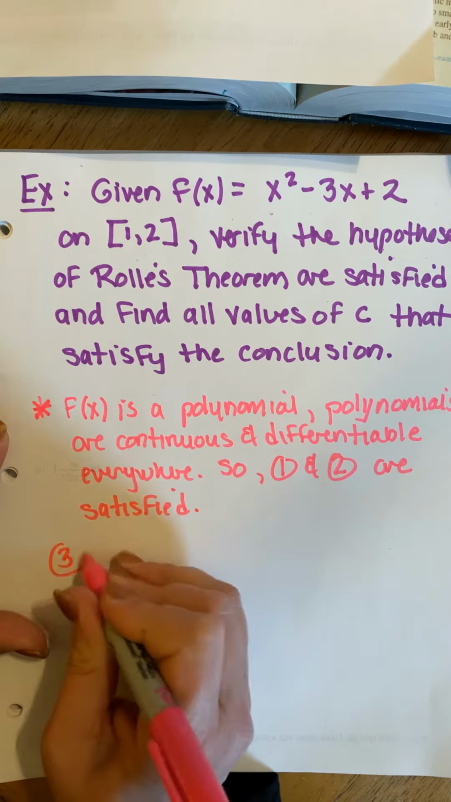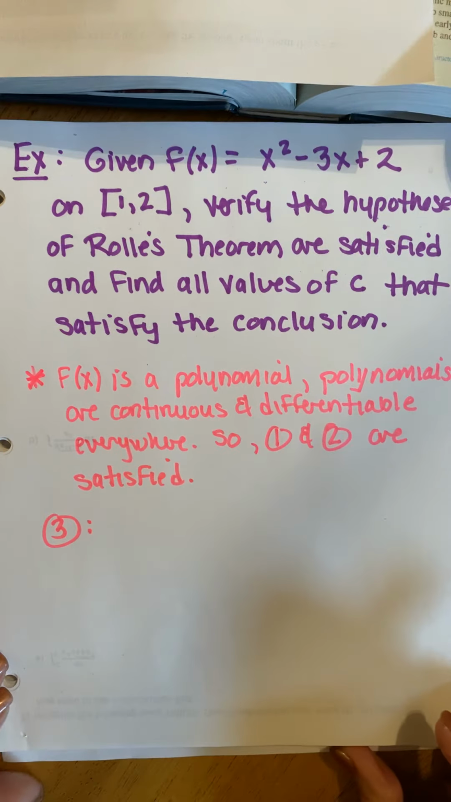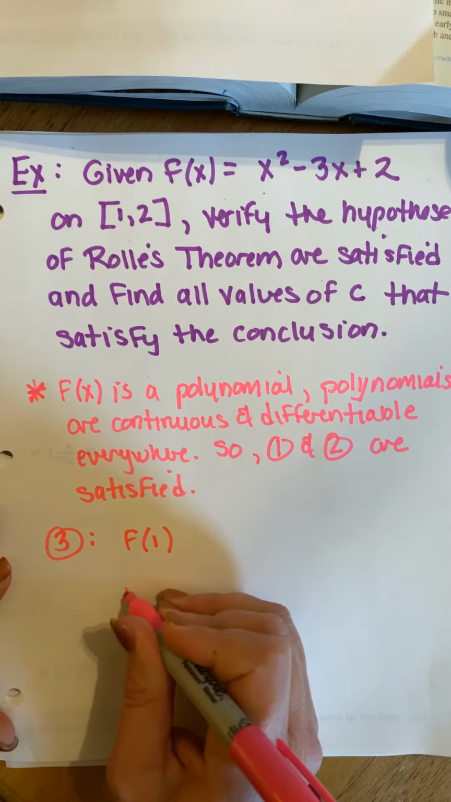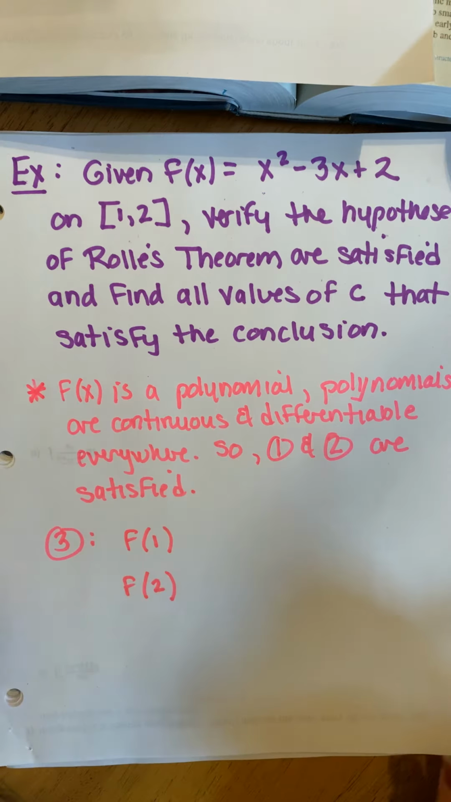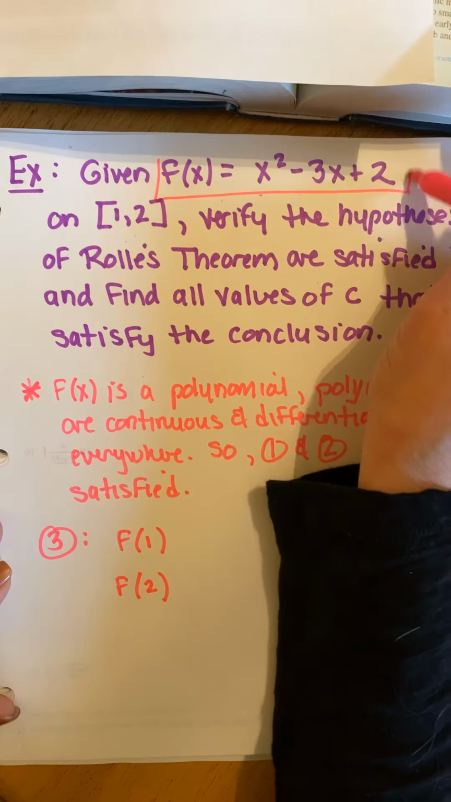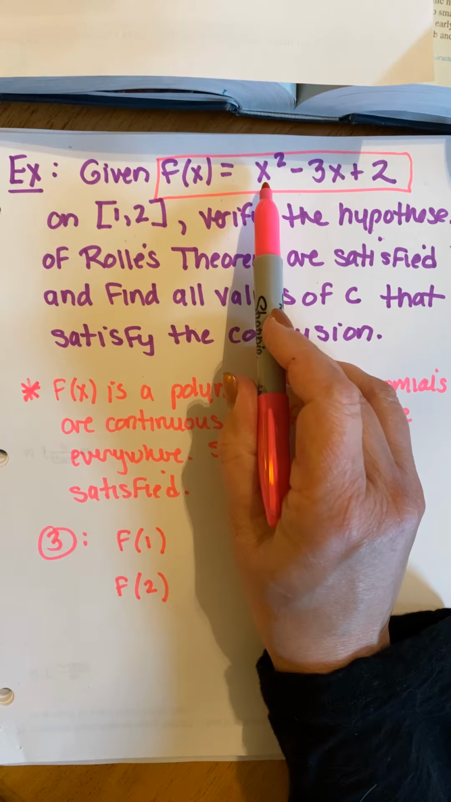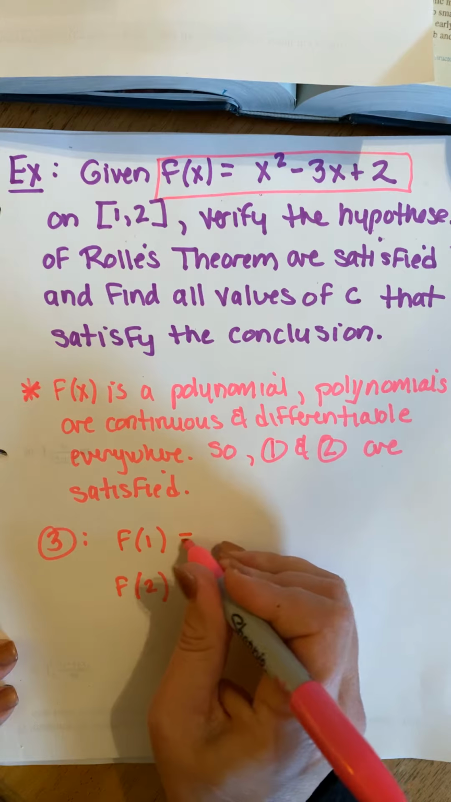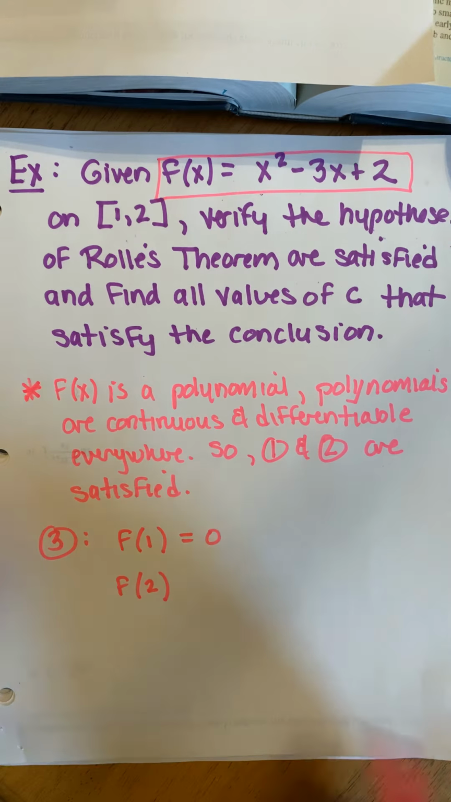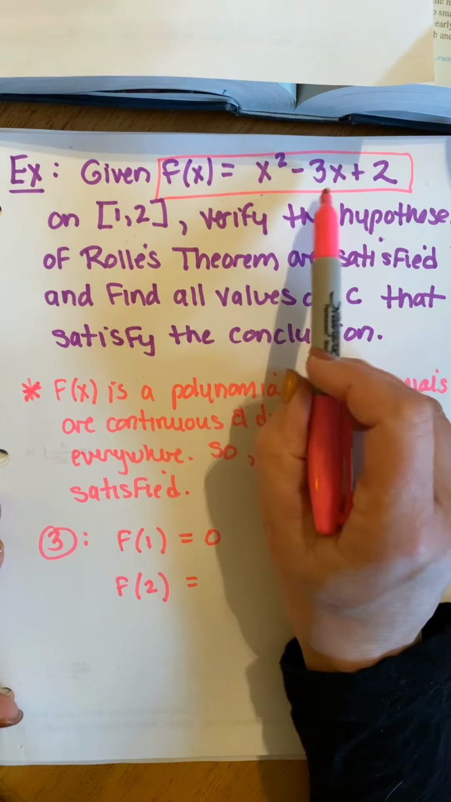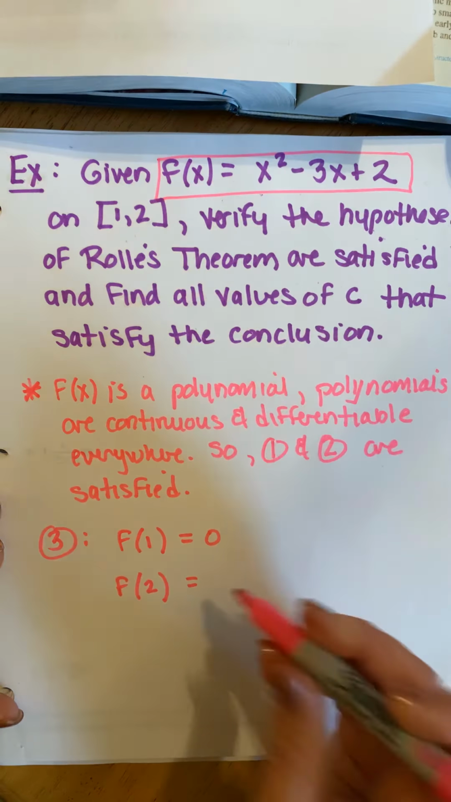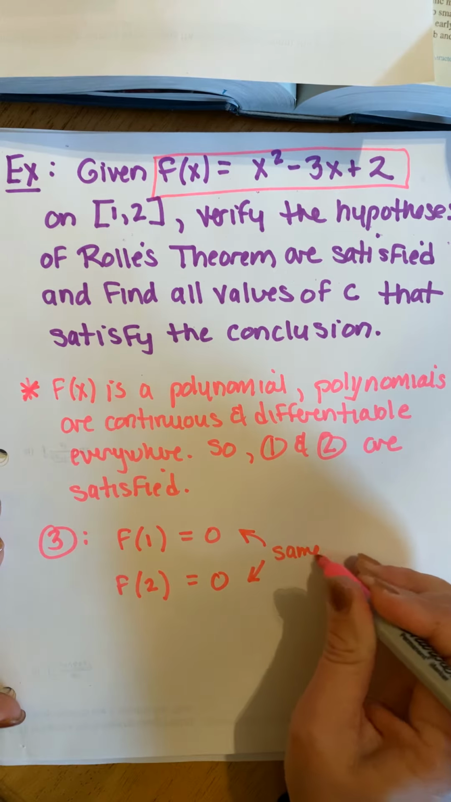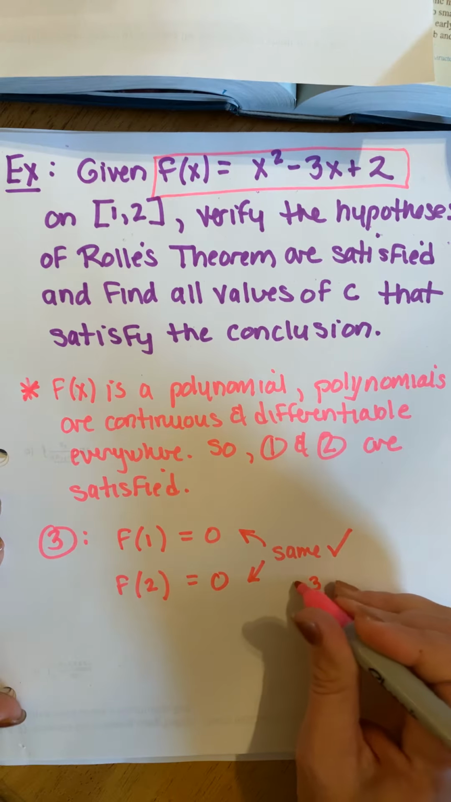All right, in order to show 3 is satisfied, we must show the output at the endpoints is the same. So we want to find the value of f of 1 and the value of the function at 2. So we're going to plug 1 back into my original function. We plug 1 in, we get 1 squared, 1 minus 3 times 1, which is 3. 1 minus 3 is negative 2, plus 2 is 0. So the output at 1 is 0. The output at 2 is, well, 2 squared is 4, minus 3 times 2 is 6, negative 2 plus 2 is 0. So these are the same. So therefore, 3 is satisfied.